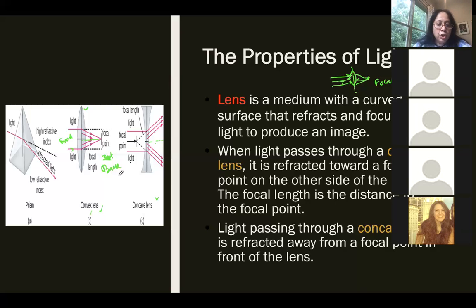So what's the difference between convex and concave? In the case of convex, the focal point is on the back of the lens. In the case of concave lens, there is no true focal point. We have one imaginary focal point, but that falls on the front of the lens.